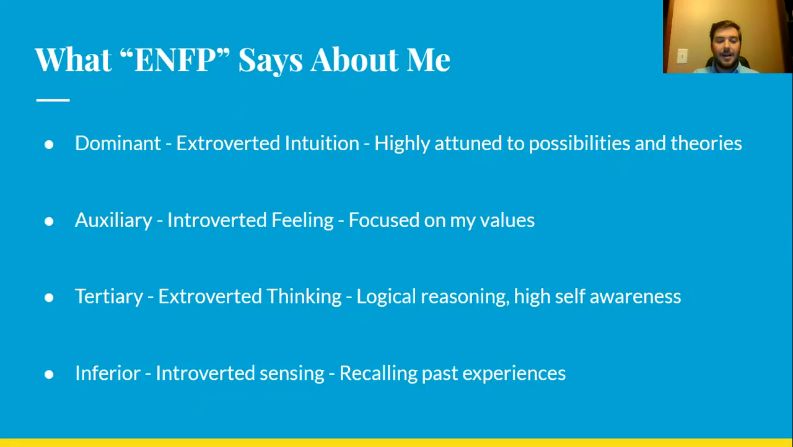My tertiary is extroverted thinking, which is logical reasoning and high self-awareness. Logical reasoning is pretty self-explanatory, but it's pretty much just wanting to know things, and think of them level-headed and not too emotionally before you make a decision. And then high self-awareness is just being kind of aware of where you are when making a decision.